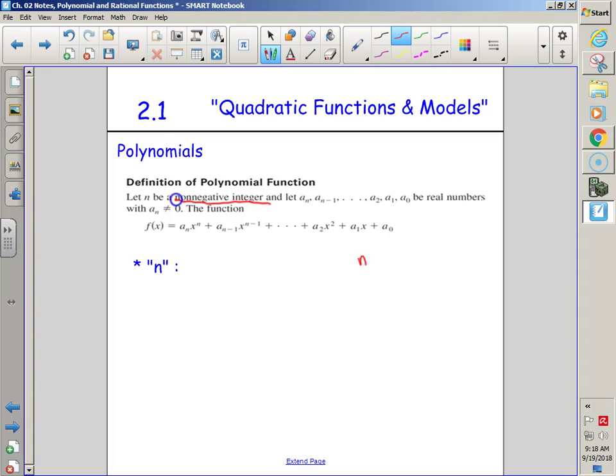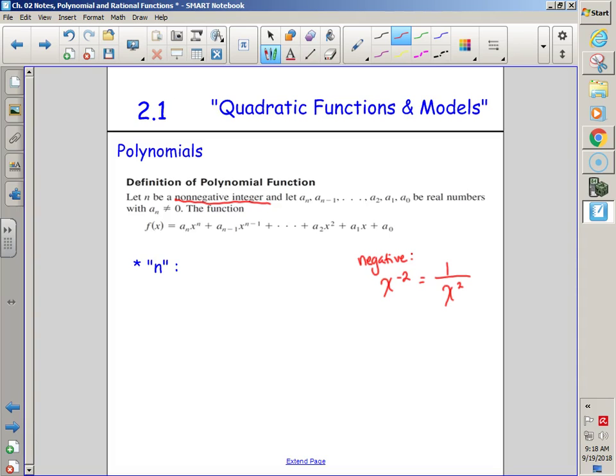What would happen if we had a negative power? X to the negative 2 isn't a polynomial because that's a fraction, 1 over x squared. Guess what? This would be a rational function. That's a different category. So negative powers are out because this wouldn't be a polynomial anymore. You'd be dividing by the variables.